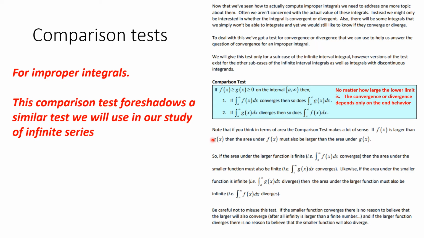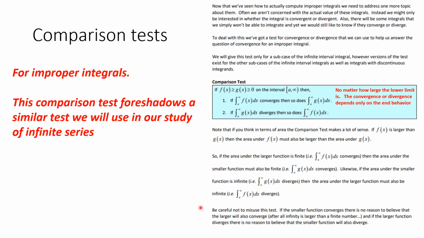And sometimes it's useful to think about area. If f of x is larger than g of x, then the area under here must also be larger than the area under here. And similarly, if it goes the other way, you can conclude the second piece. So thinking about area helps.